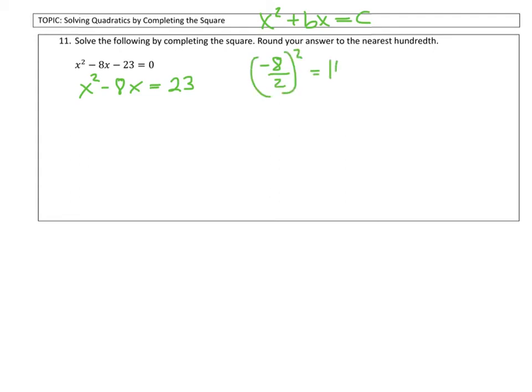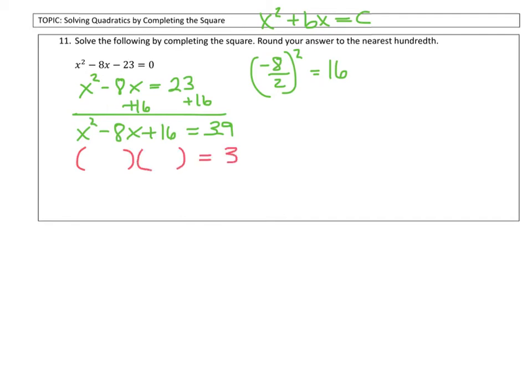When I put that in my calculator, I get 16. 16 then needs to be added to both sides of my equation to balance it out, so plus 16 here and here. x squared minus 8x plus 16 is equal to 39. What that did was make a perfect square trinomial on the left-hand side, so that now I can factor it into two identical binomials. x and x, my signs will both be minus, and what multiplies to 16 and adds to 8? 4 and 4. Because they are identical, I can write it as (x minus 4) squared equals 39.